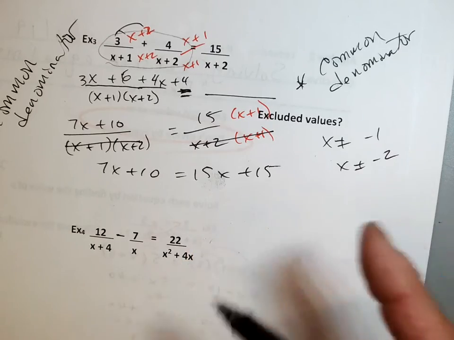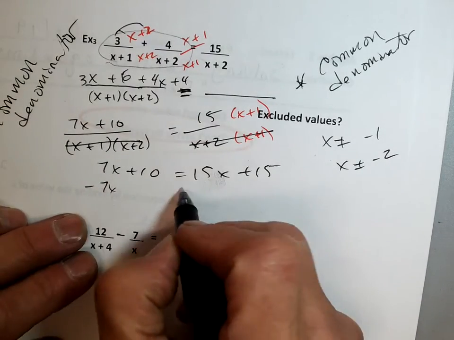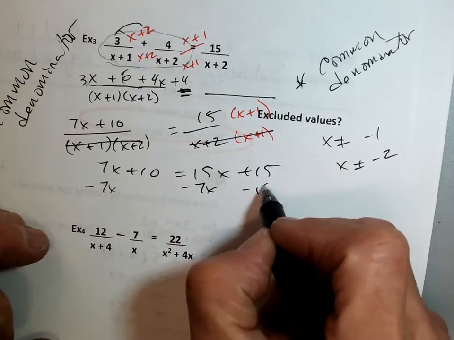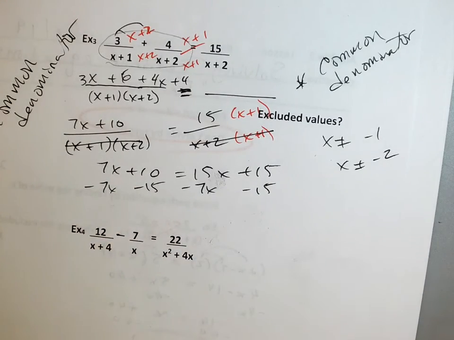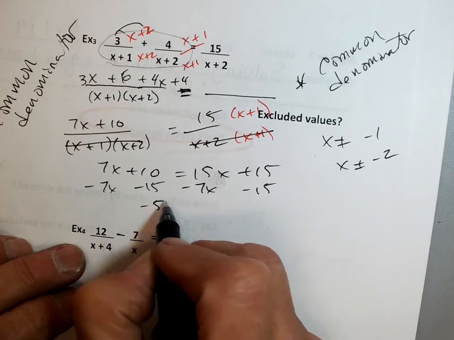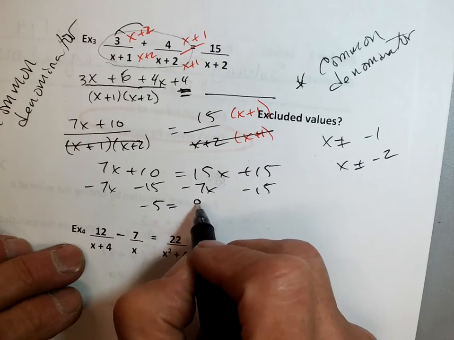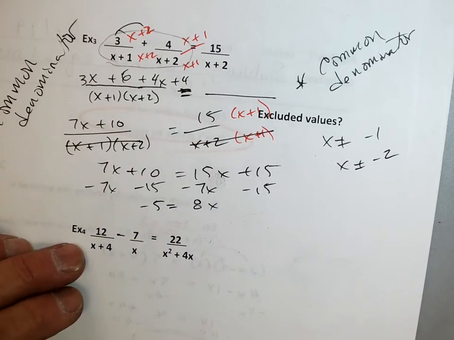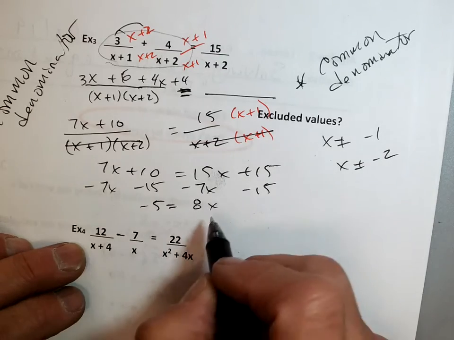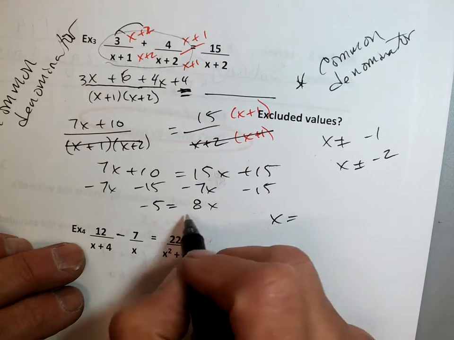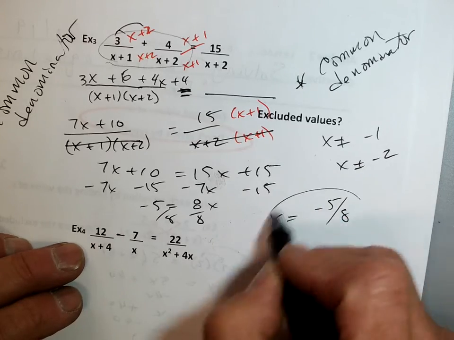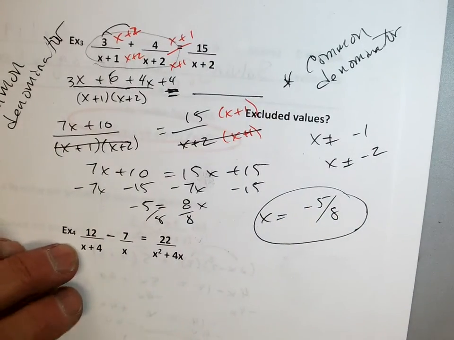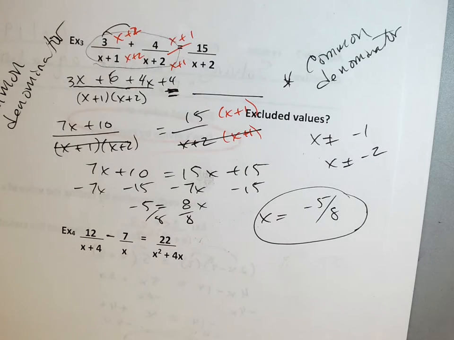Okay, so solve. Minus 7x, minus 15, minus 15, right? So I'm solving. I'll get negative 5 equals 8x. Divide by 8, and I get x equals negative 5/8. Now, I said it couldn't be negative 1 or negative 2. Cool. That'll work, right?